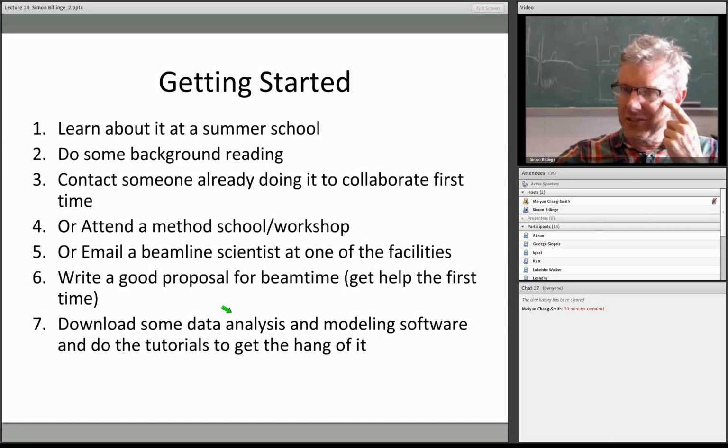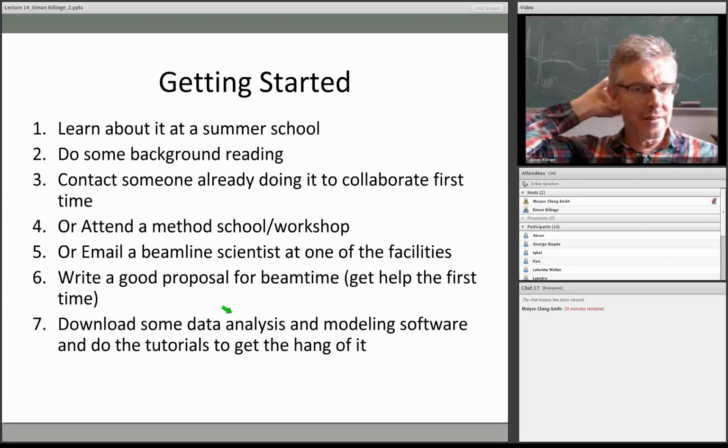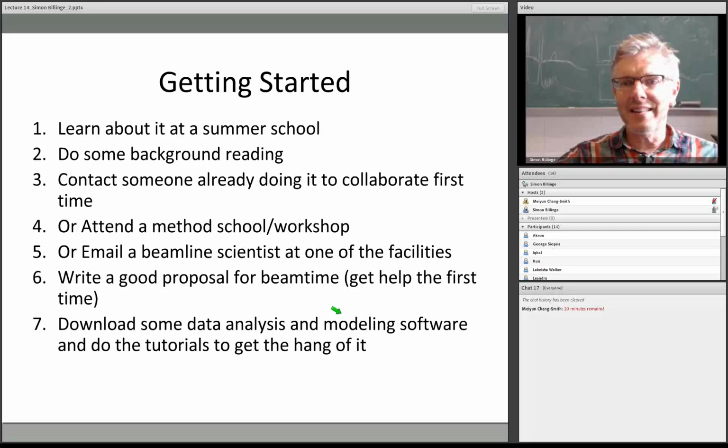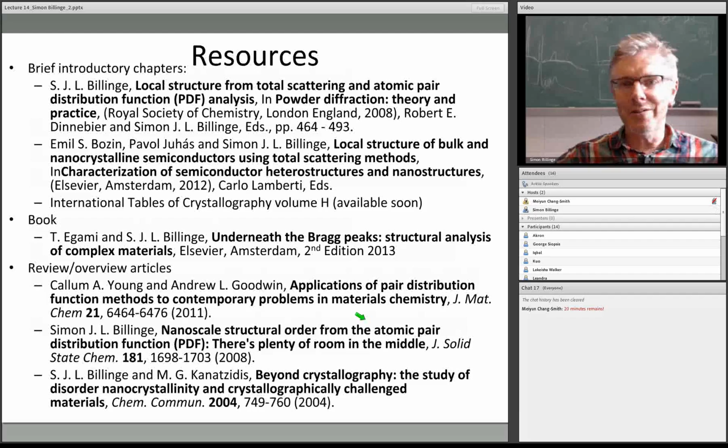We have a lot of data analysis software, which is all open source. Nearly all of it is open source. Some of it Columbia owns a license for, but it's still available free for academics. So there's plenty of software out there, both for data analysis and for modeling. It's all online, and you can download it, and it has tutorials.